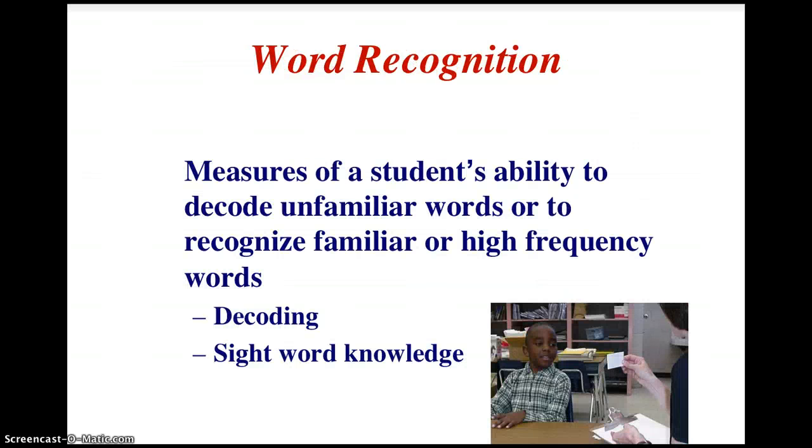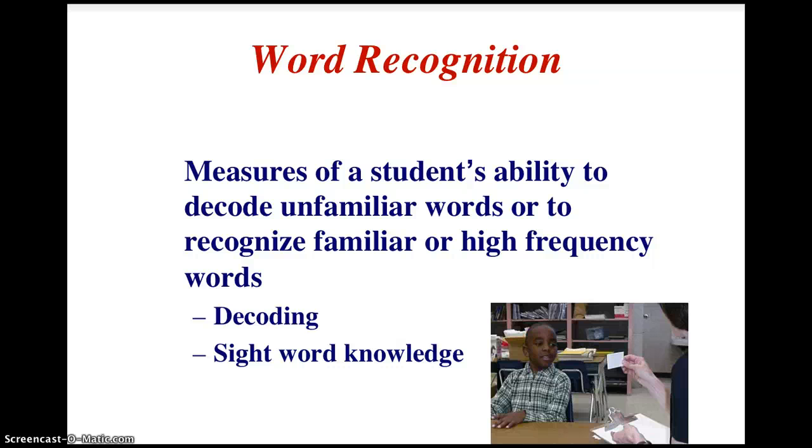We also would measure word recognition. This has to do with measuring the student's ability to decode unfamiliar words and to recognize familiar words or high frequency words. Decoding is the student being able to use phonics skills and letter sound correspondences in order to read a new word. Sight word knowledge has to do with our high frequency words that we see in reading.